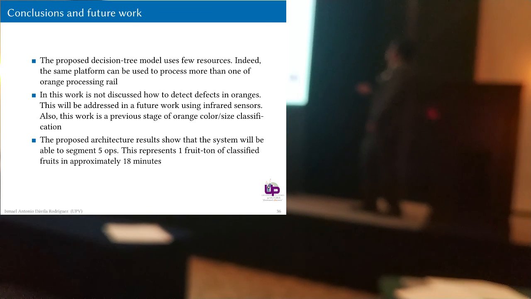Also, let me remind you that this work is not just about how to detect defects in oranges. That will be addressed in our future work using infrared sensors. This is also a previous stage of orange color and size classification. The proposed architecture shows that the system is able to segment 5 FPS, and this velocity is the same as 1 ton in approximately 80 minutes.